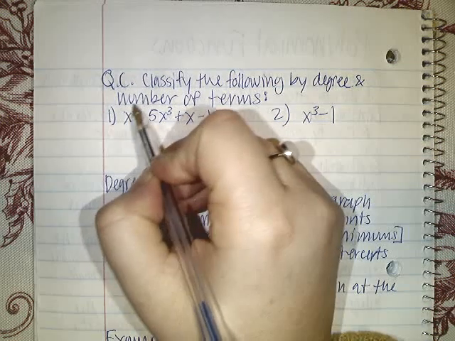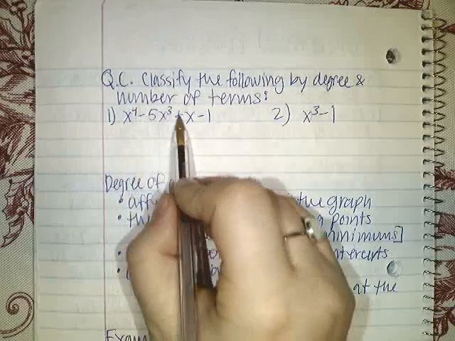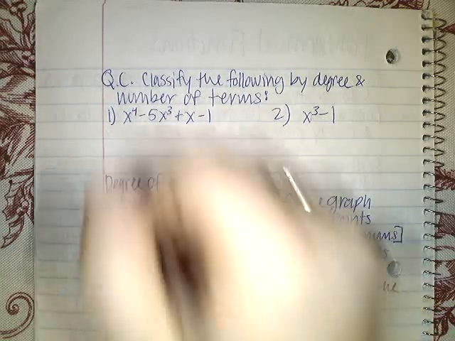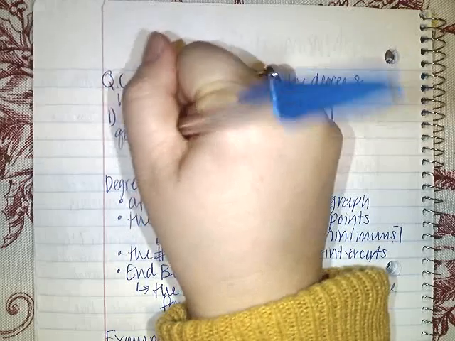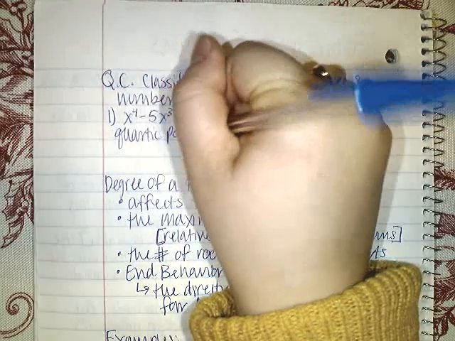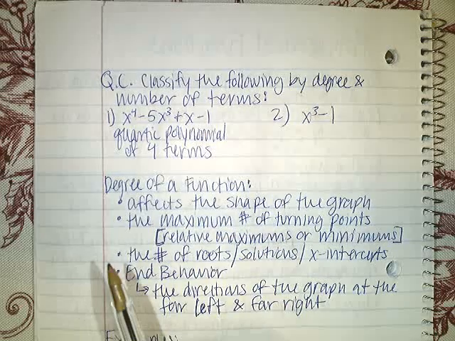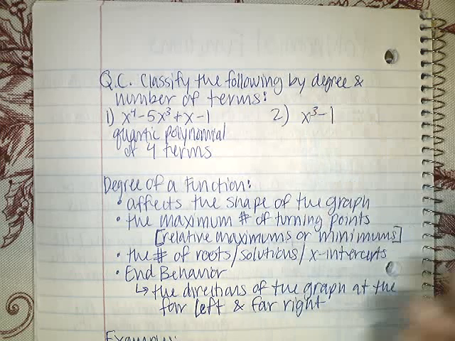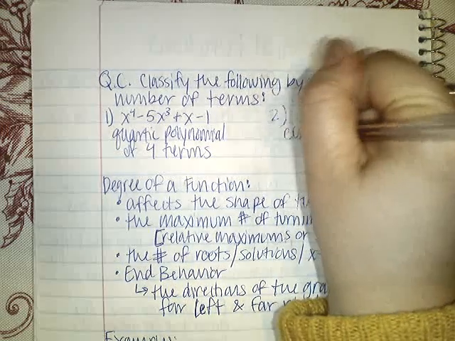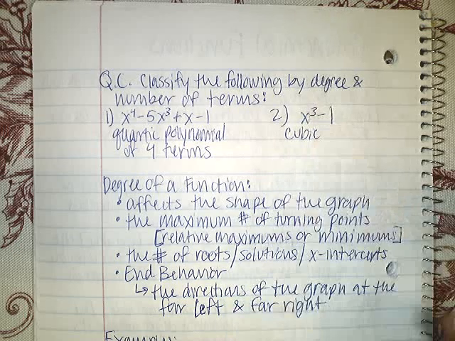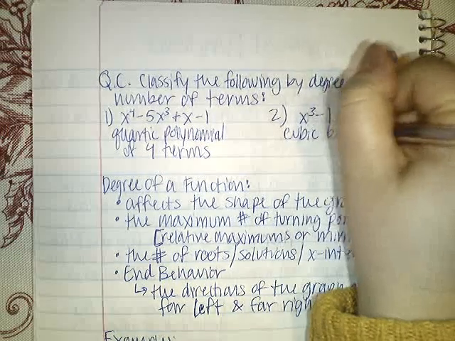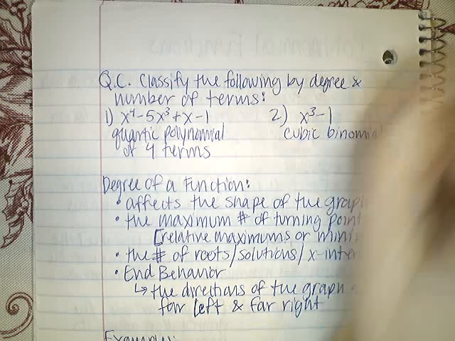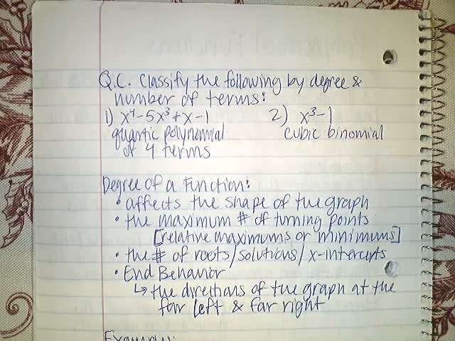So my degree here is 4, and there are 4 terms. So I would describe this as a quartic polynomial of 4 terms. It's a quartic polynomial of 4 terms. If I look at this one, my degree is 3. So it's going to be a cubic polynomial. So the degree is 3, so it's cubic, but there's only 2 terms, so it's a cubic binomial. So our second example is a cubic binomial.